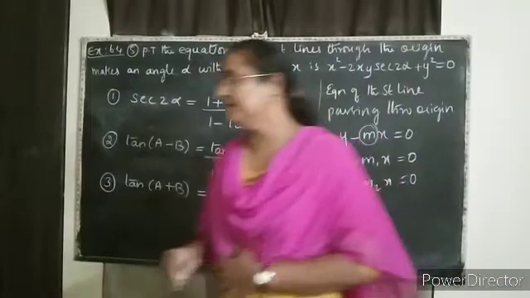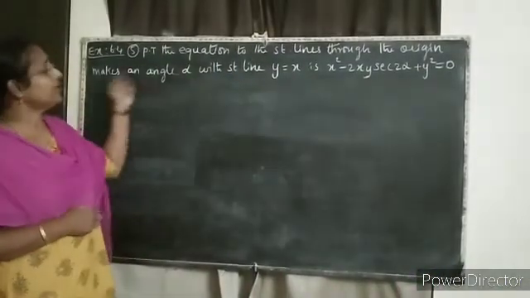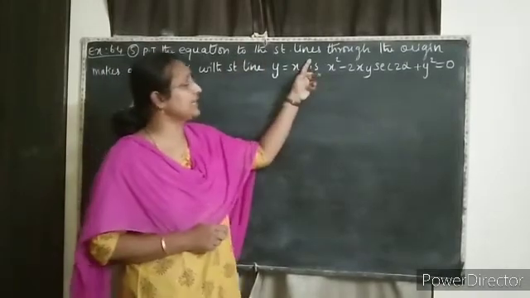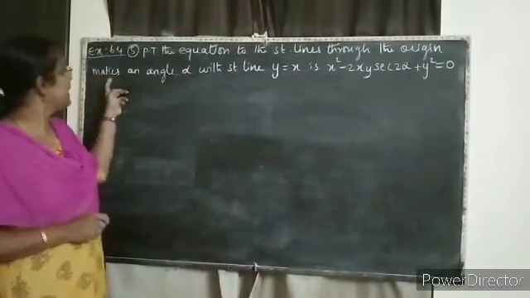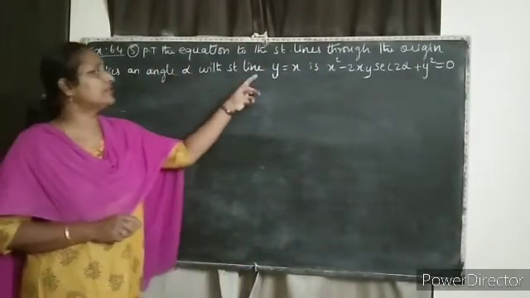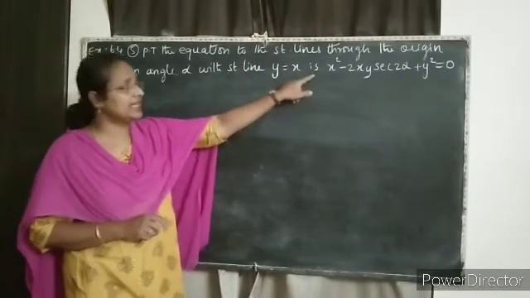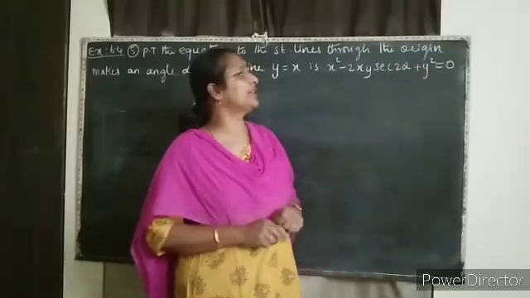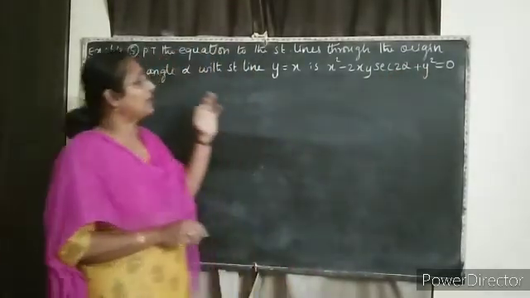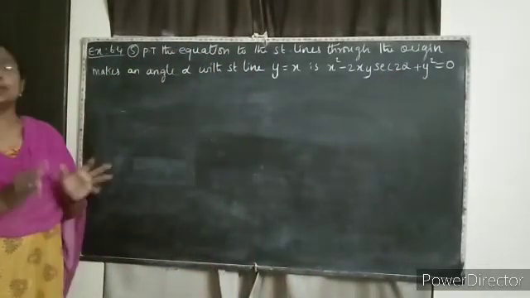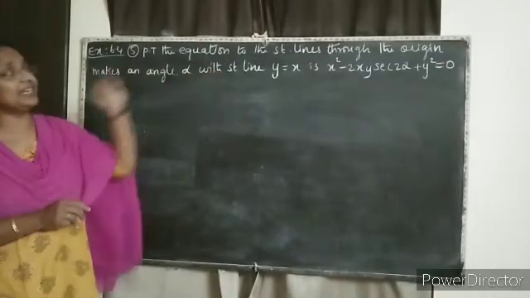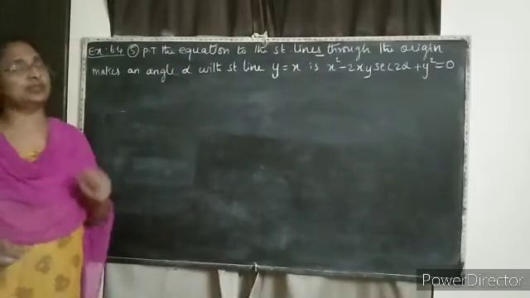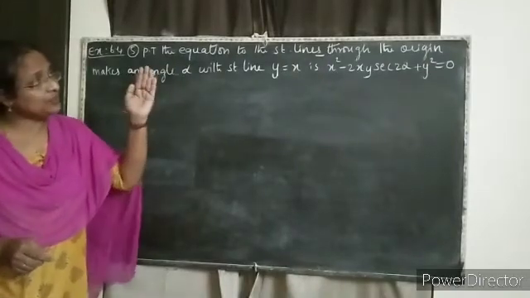Okay, shall we continue? Okay students, now look into this sum. Prove that the equation to the straight lines through the origin making an angle alpha with the straight line y is equal to x is x squared minus 2xy sec 2 alpha plus y squared equal to 0. So we are going to prove that there are two straight lines. The equation of the straight lines, it's a plural form. So we are going to assume there are two straight lines which pass through the origin.